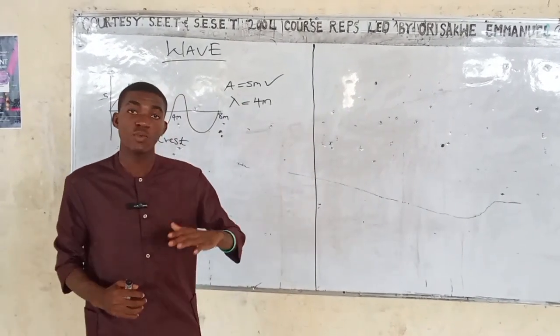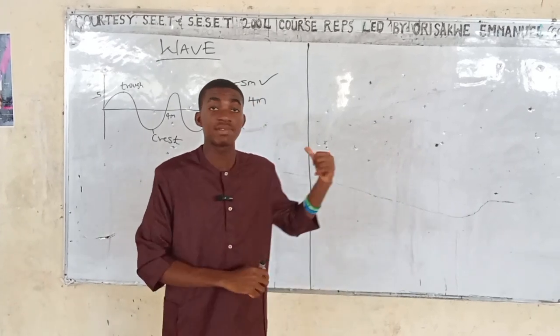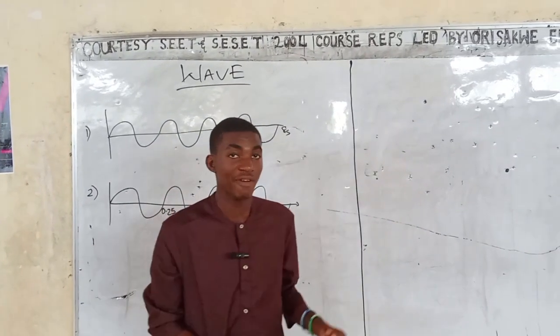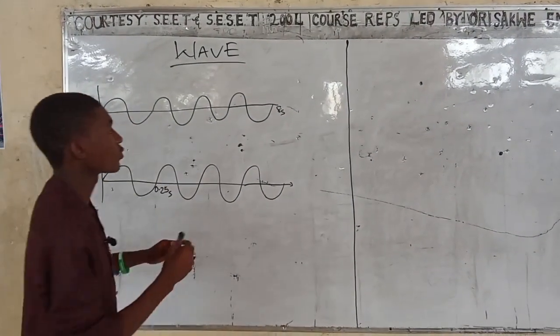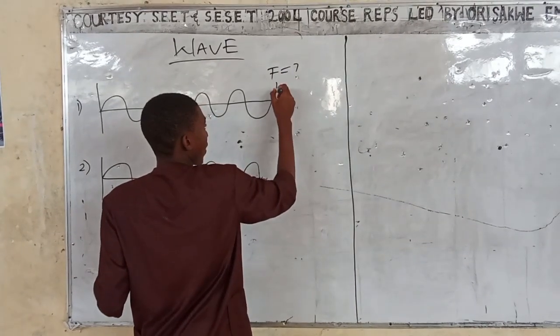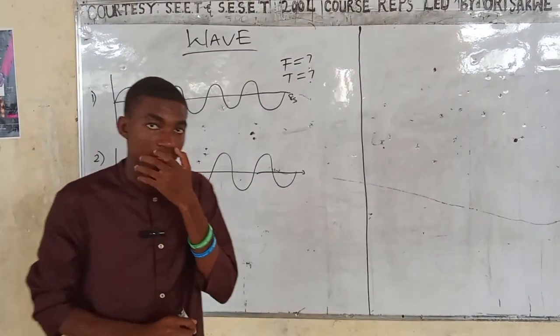Now let me show you another example where I'll show you how to find the frequency and period using the same sinusoidal graph. So now we have two examples here. The example says, from this sinusoidal graph, we should find our frequency and our period. Now, what is frequency?